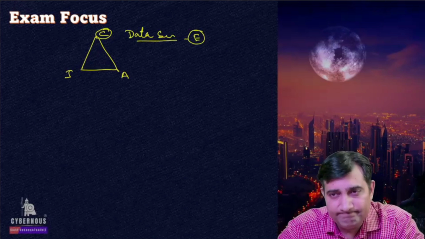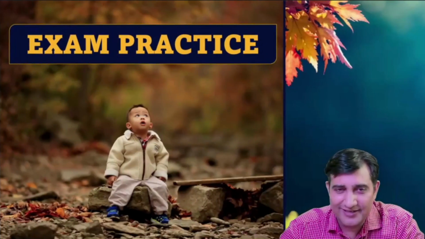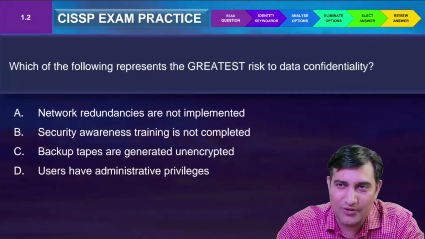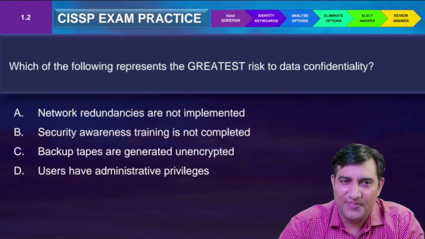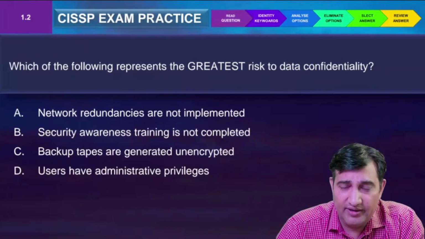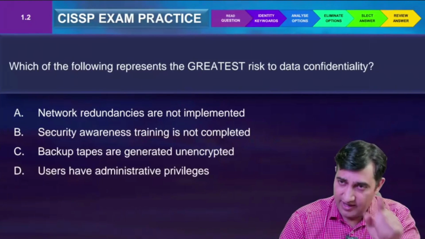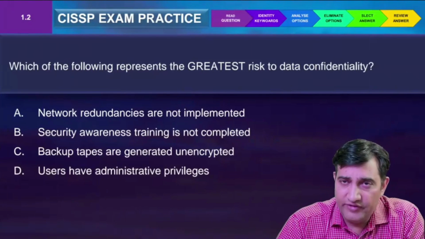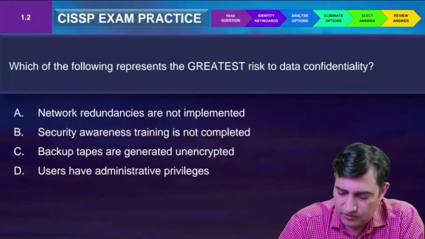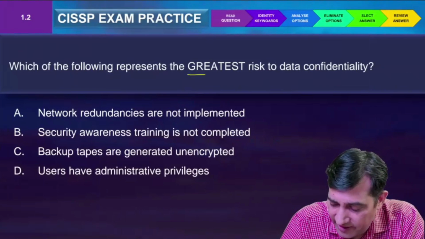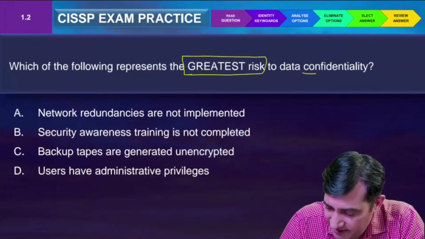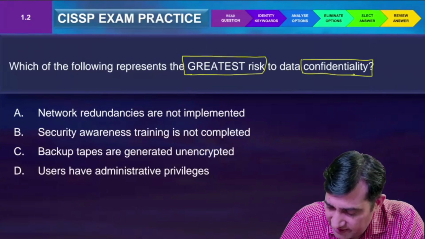Let's now challenge you with some questions at the same time. Ready for it? So let's go to our question number 1. Okay, so in the interest of time, let me start. By the time, you can answer this question in the chat. Which of the following represents the greatest risk to data confidentiality? So they are talking about greatest risk. That is keyword number 1. And the second keyword is confidentiality.